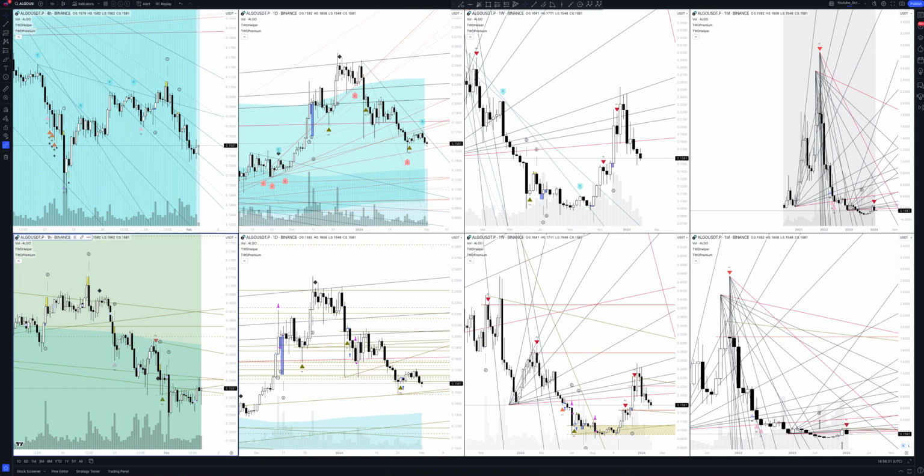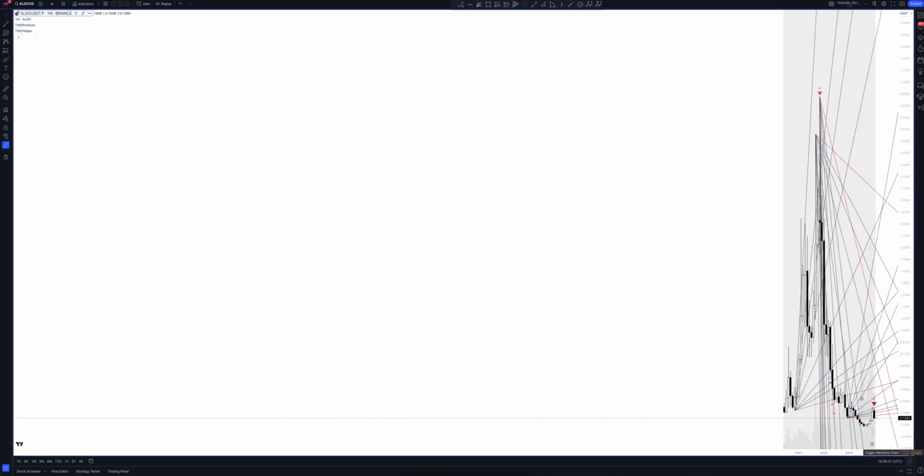Today we will take a look at Algorand cryptocurrency. Let's analyze the market situation and find out how you can make money on it. Let's start. We always start our analysis from the global market.